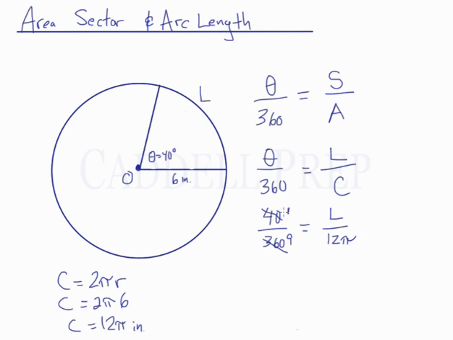And now I'll cross multiply. 1 times 12 pi is 12 pi. And L times 9 equals 9L. So here I'm solving for L. I'll divide by 9. And I'll just reduce this. 3 goes into both of these, so I end up with 4 over 3. So we have 4 pi over 3 is the arc length.